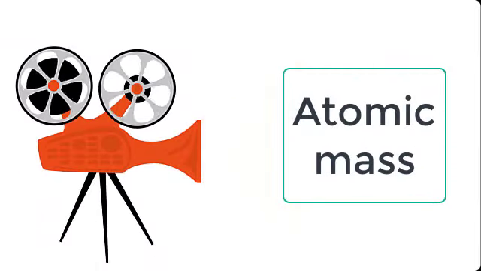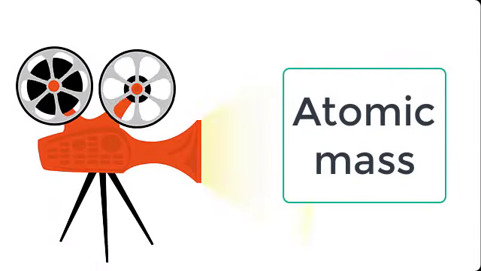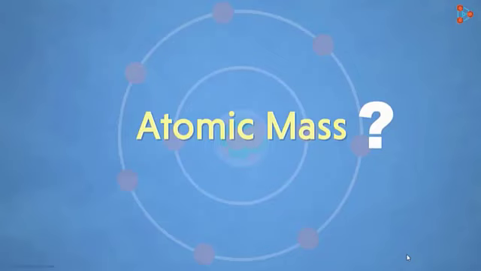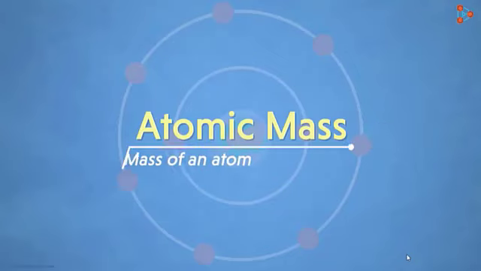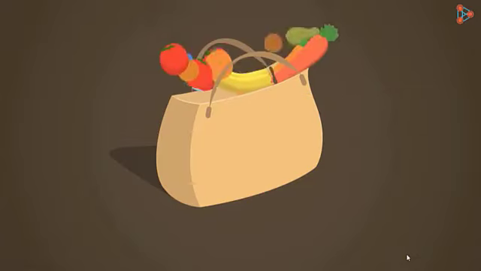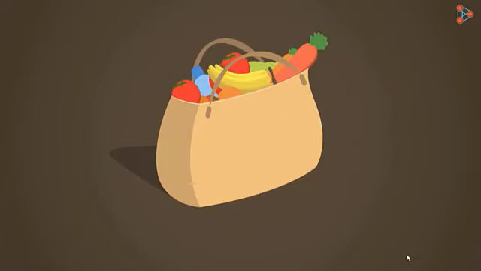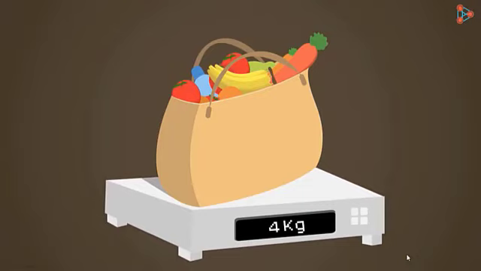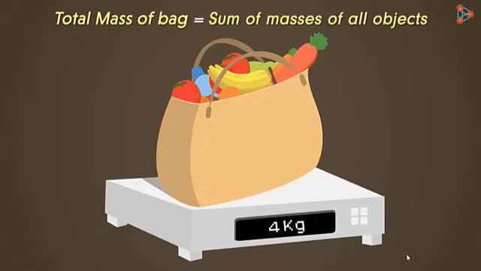To begin with, watch this video to infer the notion of the atomic mass. Can you tell me what atomic mass could be? Yes, it simply means the mass of an atom. But how does it get determined? Imagine we have a bag which is made up of extremely thin material, so thin that it almost does not have any mass of its own. Now we fill this bag with some stuff inside. If this bag is placed on a weighing scale, then can we say that the total mass of the bag will be the sum of the mass of all the objects inside it?